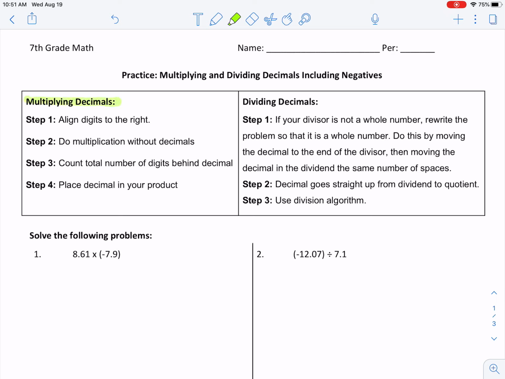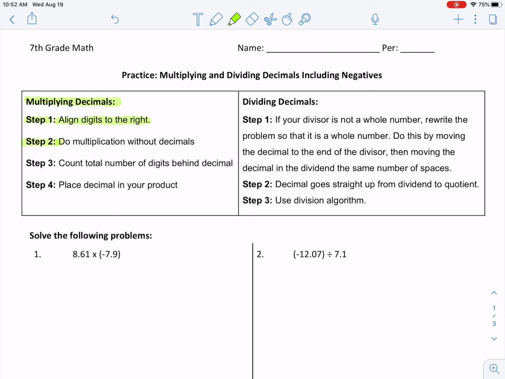So multiplying decimals includes 4 steps. Step number 1, make sure that you are aligning the digits to the right. This means that you do not have to align the decimal point. That only applies to adding and subtracting. For multiplying decimals, it does not matter.